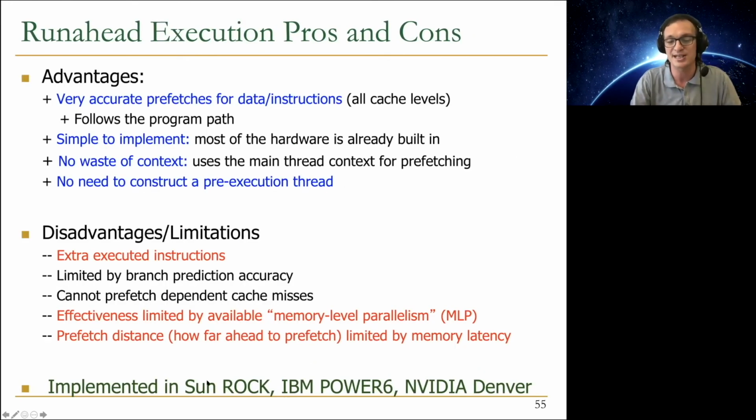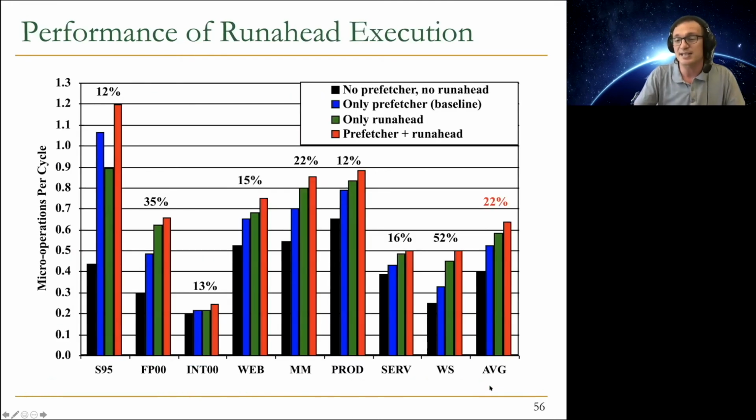I will also discuss very quickly the particular implementations that are done in Sun Rock, IBM Power 6, and more recently NVIDIA Denver. But basically, when we did this study together with Intel, we showed that you can get significant performance improvement compared to a state-of-the-art processor. It's about 22% averaged across many different workload suites over here. You can see these are different suites like web workloads, multimedia, productivity, server, workstation, and some SPEC workloads. You can read the paper for more detail or watch the lectures that I'm going to recommend.